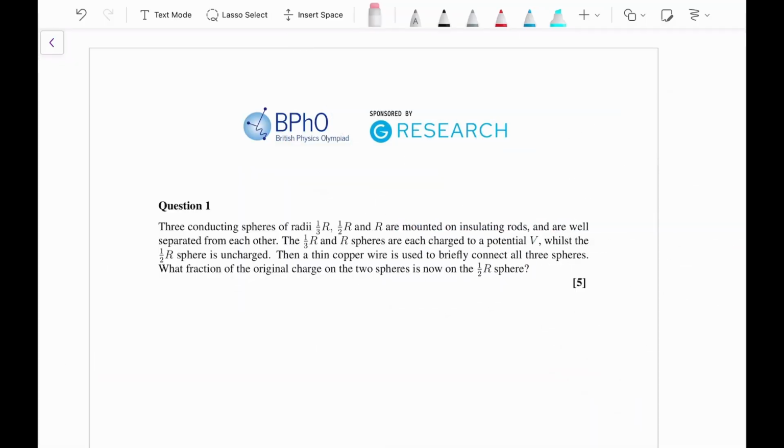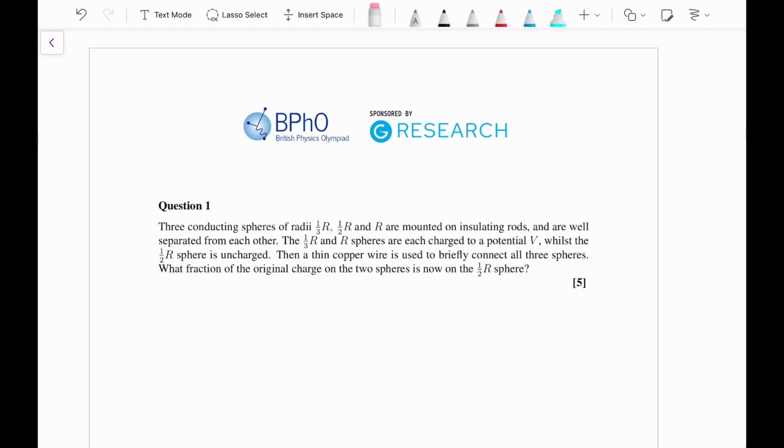In this video, we're going to look at two questions on the topic of electric fields. Firstly, it says three conducting spheres of radii a third R, a half R, and R are mounted on insulating rods and are well separated from each other.